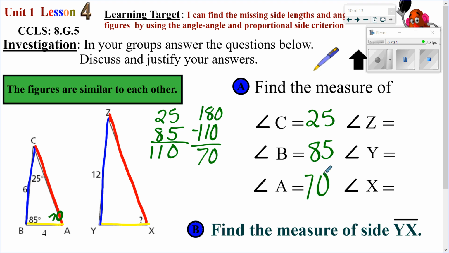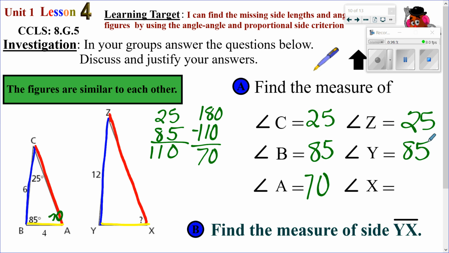Now, angle Z corresponds to angle C. They hold the same position. So if this is 25, this is 25. Angle B corresponds to Y. So we know this is 85.